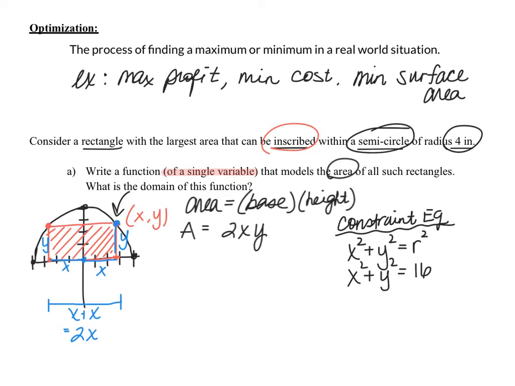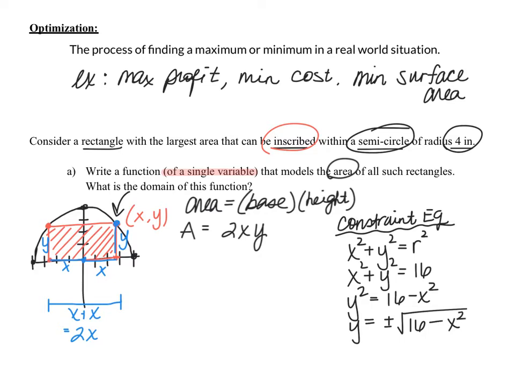So we can take this equation and solve for either variable, it doesn't matter which, and then we can use that equation to substitute into our area model and eliminate a variable. So I'm going to go ahead and solve for y by subtracting the x squared. And then I will square root both sides. And typically, that requires us to have a plus or minus. So plus or minus the square root of 16 minus x squared.